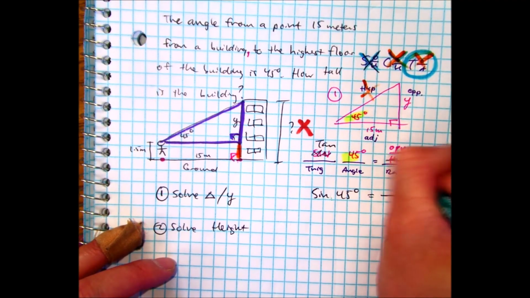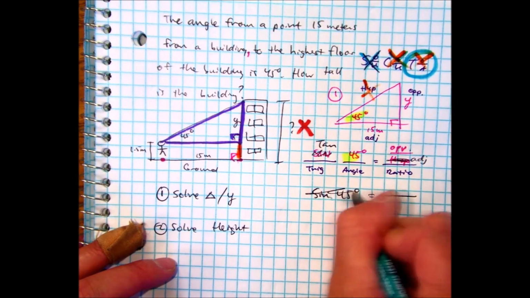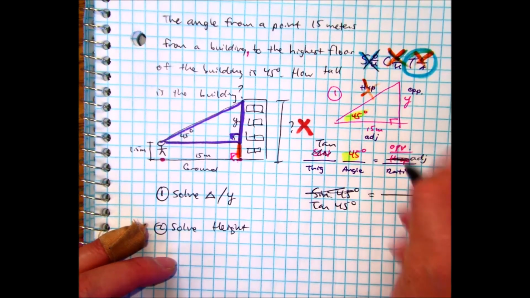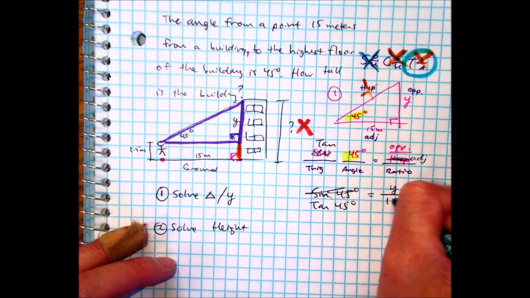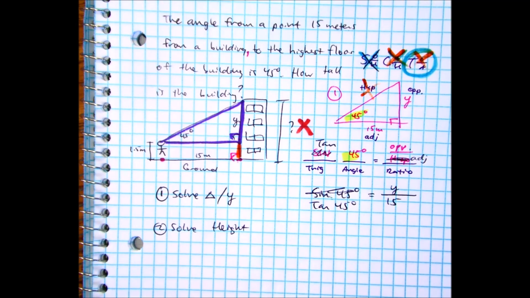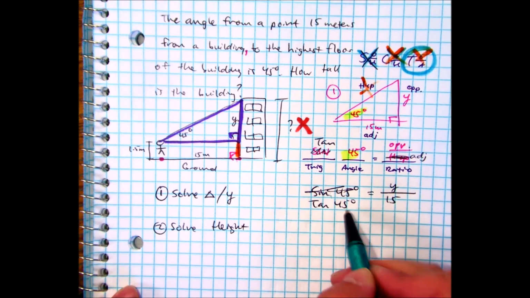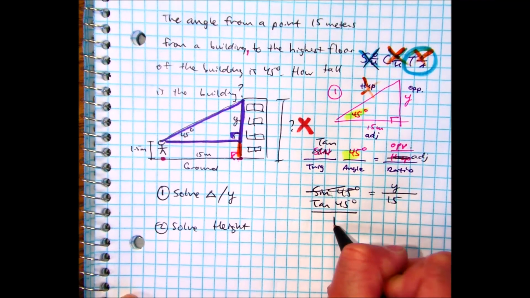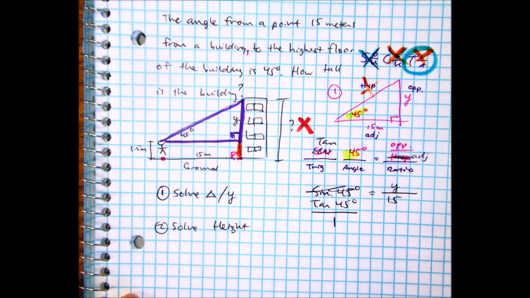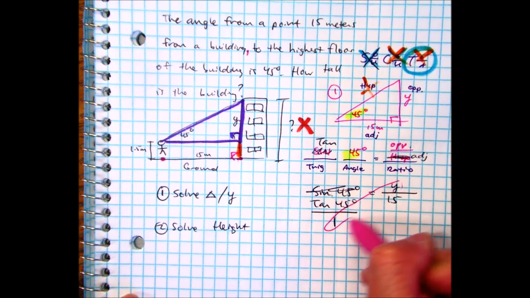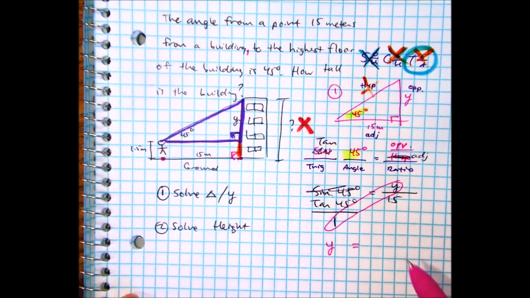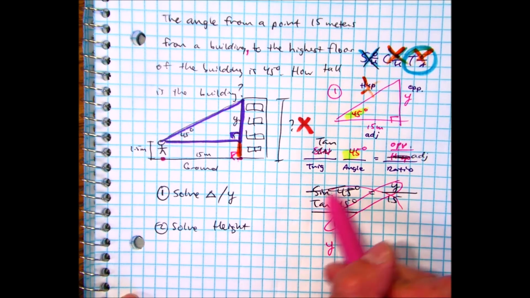Tangent is the opposite over the adjacent. So tangent of 45 degrees is equal to y over 15. Is that okay? Yeah. And then I can make tangent a fraction by putting it over 1. And now we can cross multiply. Class, what do I get? y equals tangent of 45 times 15.